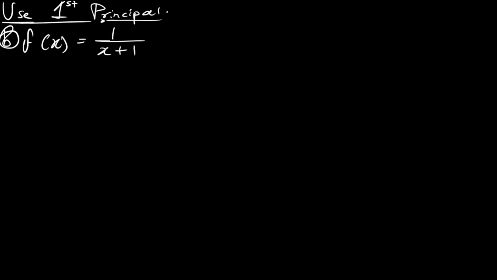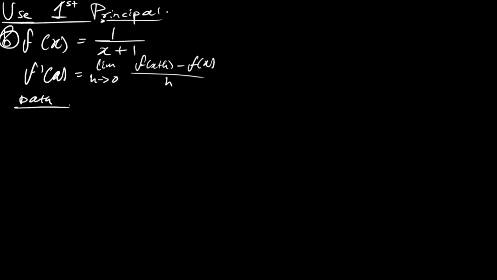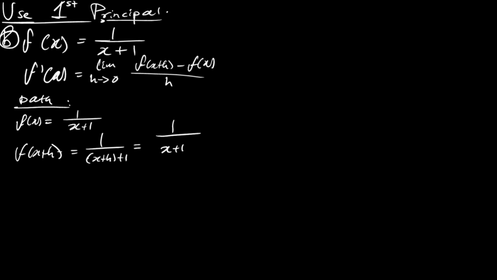So using the first principle, we'll say f prime of x is equal to the limit as h approaches 0 of f of x plus h minus f of x, over h. After that, we have to collect data. So we need to look for f of x, which is 1 over x plus 1. And f of x plus h will simply be 1 over, wherever there's x, we put x plus h, then plus 1, which will in turn be 1 over x plus h plus 1.